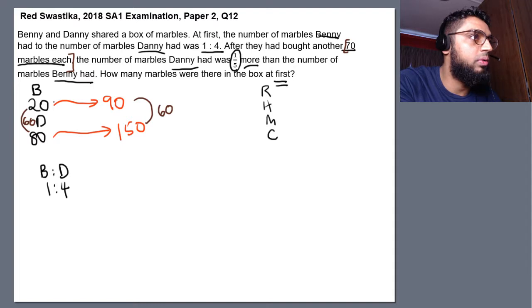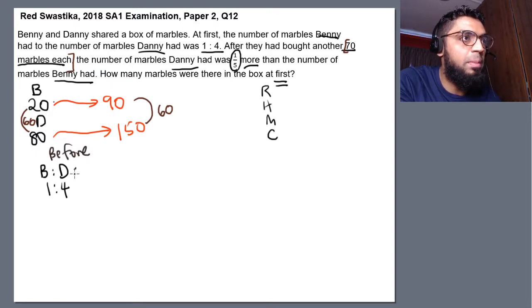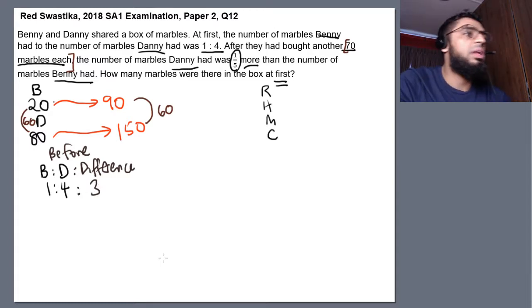problem. So I have the before ratio, which is 1:4, and when you know it's difference unchanged, come out with a final unit here, which is a difference unit. So you write difference unit. What is the difference between 4 and 1? It's actually 3. Now this is a before case.